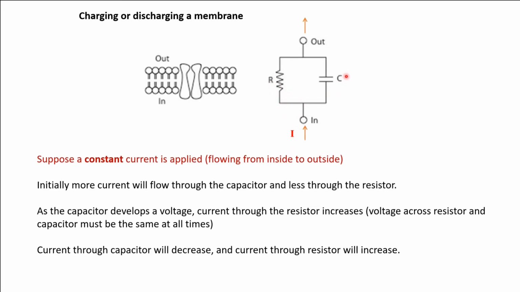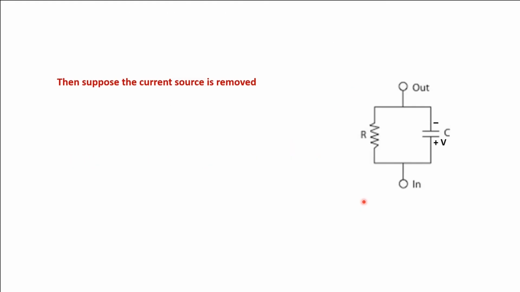So the voltage across the capacitor will also be equal to I times R at that time point. So with a constant current source, we have seen that the membrane gets charged gradually and it reaches a saturating voltage. Now if we turn off the current source at that time, after the saturating voltage has been reached, then let us see what would happen.